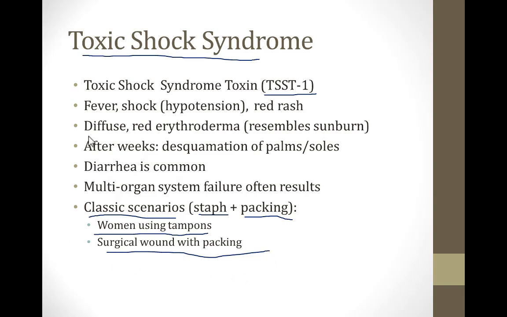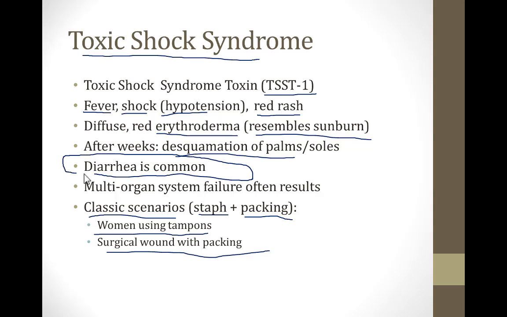The symptoms of toxic shock syndrome are fever and shock, as the name implies, which is hypotension, and a diffuse red rash. It's called erythroderma, and it looks like a sunburn. After a few weeks, actually, the skin will desquamate, especially on the palms and soles. And diarrhea is very common.